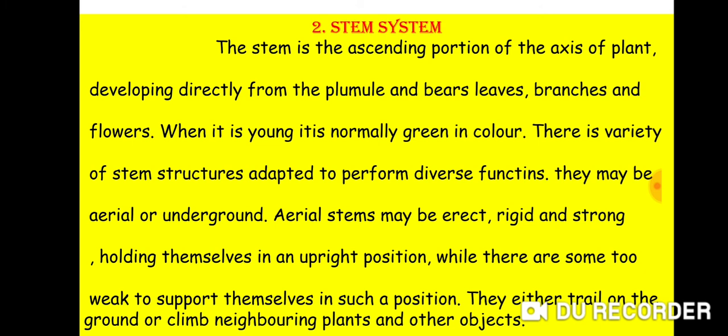There is a variety of stem structures adapted to perform diverse functions. They may be aerial or underground. Aerial stems may be erect, rigid, and strong, holding themselves in an upright position, while there are some too weak to support themselves in such a position. They either trail on the ground or climb neighboring plants and other objects.